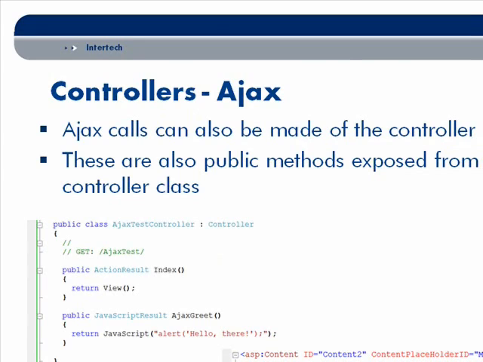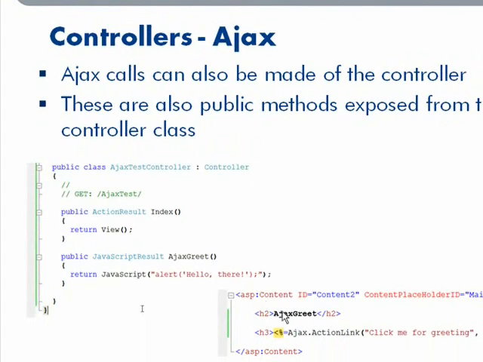You can even go ahead and do Ajax calls from the controller. And of course they can be public methods exposed from that controller class. Like here you notice we've got a JavaScriptResult for a method called AjaxGreet. Now with that AjaxGreet method, which is just returning some JavaScript, doing an alert, "Hello there," notice how over on our view we actually have that Ajax.ActionLink, "Click me for a greeting," and then there's the name of the method that we can call back over on the controller, AjaxGreet. And that of course will do this simple little JavaScript alert.